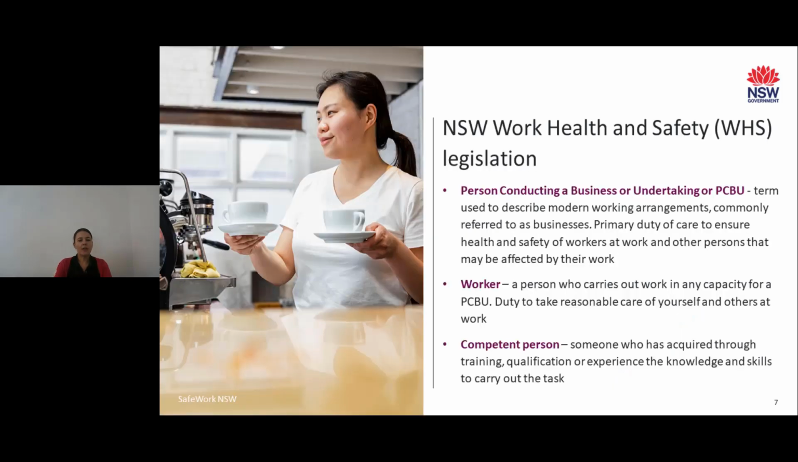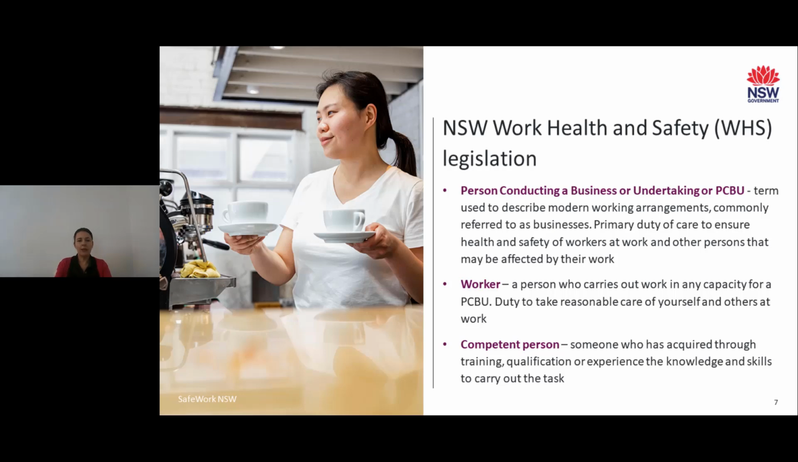For those attending the webinar who are not familiar with work health and safety or WHS terminology, we'll discuss a couple of key points now before moving through the rest of the slides. A person conducting a business or undertaking, or PCBU, which was mentioned in the previous slide, is a broad term used in work health and safety legislation to describe all forms of modern working arrangements, which we commonly refer to as businesses. For example, public and private companies, sole traders and self-employed people, government departments and authorities like us, schools, associations with one or more workers, etc.